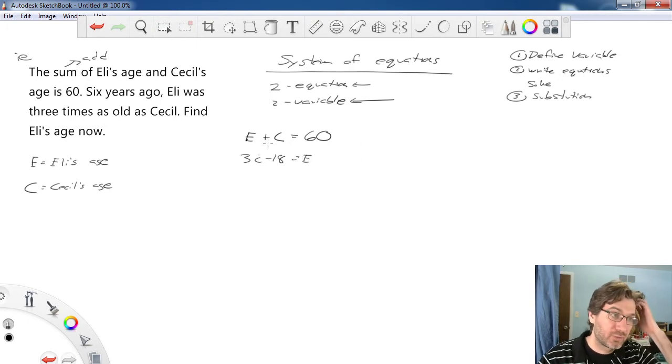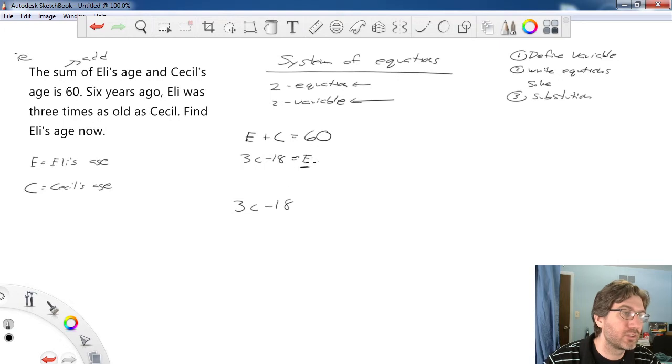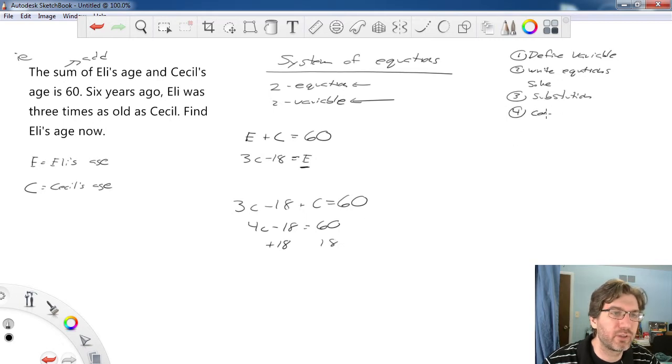And what I'm going to do is substitute this in. I know what e equals. It tells me right here. So I'm going to substitute it into this equation here. And I'm going to get 3c minus 18, which is e. So I'm going to substitute that for e. Again, you can put parentheses there just to keep things organized, but in this case they're not needed. Then you can combine like terms. So 3c and c gives 4c minus 18 equals 60. Add 18 to both sides. So we did the substitution. I guess step 4 would be combine like terms.